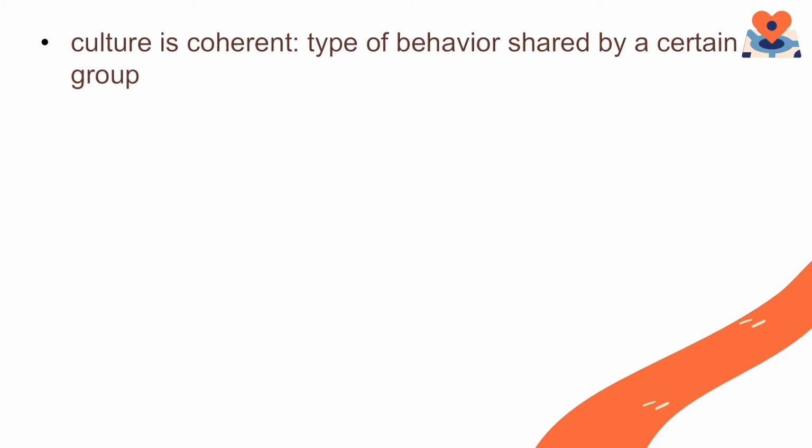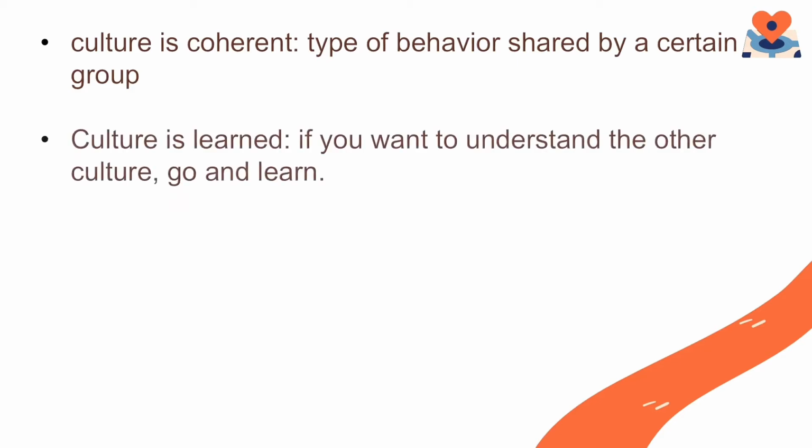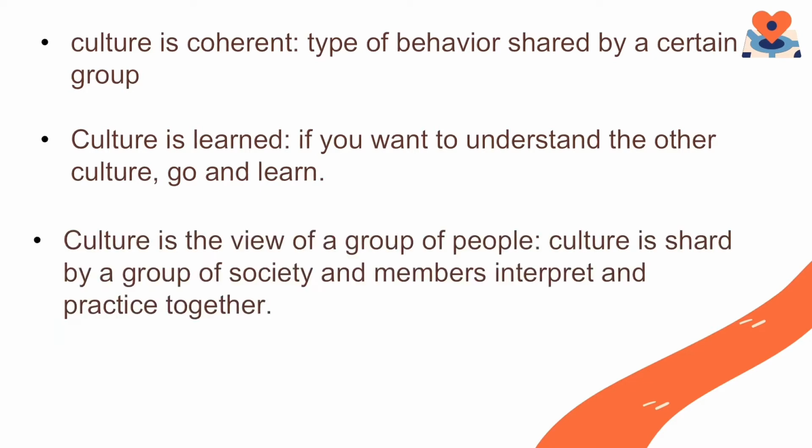For example, in China, death is something that should not be mentioned, while in Mexico, death is a kind of celebration where skulls and skeletons are made of candy and bread and are meant to be eaten to show that death is not feared. The second one, culture is learned. If you want to understand another culture, go and learn about them, as it would help you to move around and do business comfortably across the world. The third one, culture is the view of a group of people. Since culture is shared by society, members of the society agree on, interpret, and practice those common views in order to achieve societal goals without doubting the cultural validity.